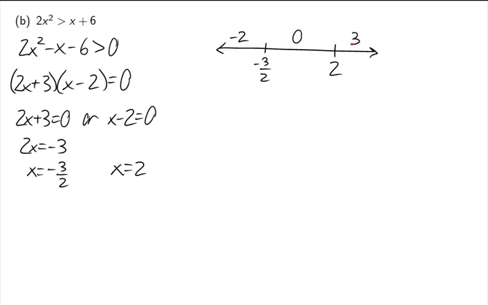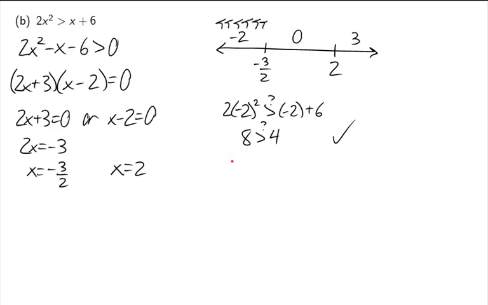And then what we do is we plug these back into the original inequality, although you could use this inequality if you wanted to. But plug them back into an inequality and just see if they are true or false. So, 2 times negative 2 squared, we want to know if that's greater than negative 2 plus 6. So this number is 4, and 4 times 2 is 8. Is 8 greater than negative 2 plus 6 is 4? Yes. So true for this one.